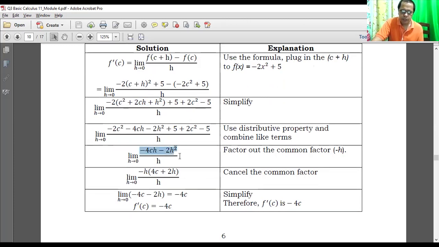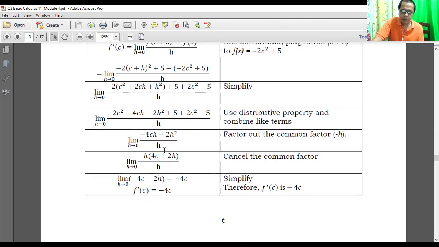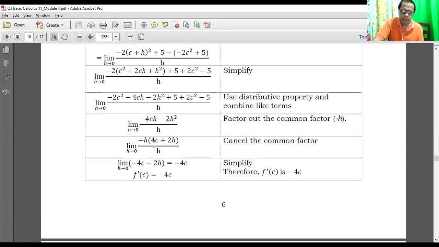Over h. And then since there is h in the denominator, you can factor, but you don't have to factor. So one h cancels. Then what remains is negative 4c minus 2h, and then the limit as h approaches 0. Okay?